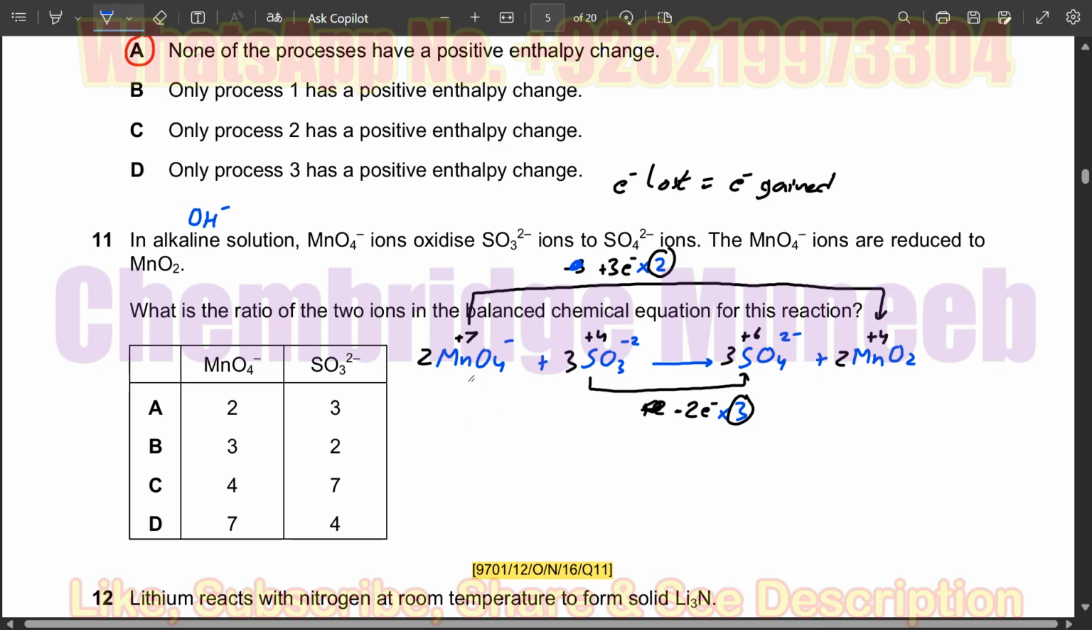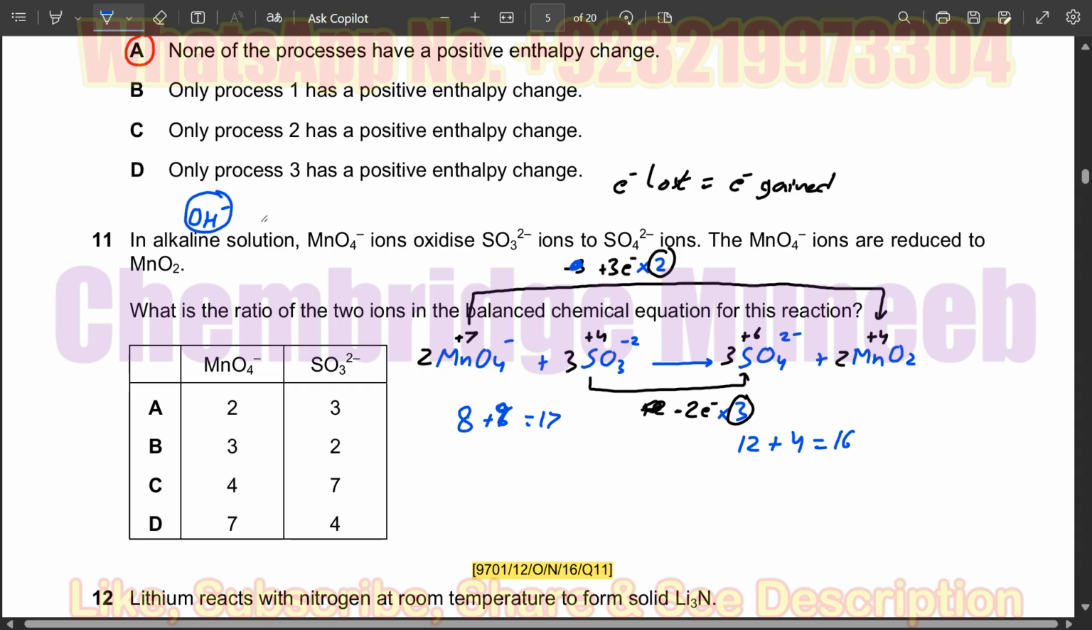If I check the oxygen atoms, 4 times 2 is 8, 3 plus 3 is 6, sorry, 3 times 3 is 9. So there are 17 oxygen atoms over here, and on the right side, 4 times 3 is 12 plus 2 times 2 is 4, there are 16 oxygen atoms. So it is not balanced, which means something is missing, and that is the OH negative. The same reaction is occurring in OH negative. But where should I put it?